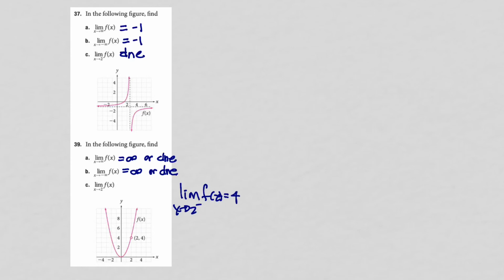Make sense? Because as you come in from the left along this curve, you're coming up toward 4. We never get there. We never get to 2, so we never get to 4. But as we're close to 2 from the left, the function is close to 4. And then as you come in from the right, the limit as x approaches 2 from the right of f of x, what's happening? Well, we're coming down toward 4. So this is also going to be 4. And because these two are equal, we're going to claim then that the limit as x approaches 2 from either side of f of x is 4.